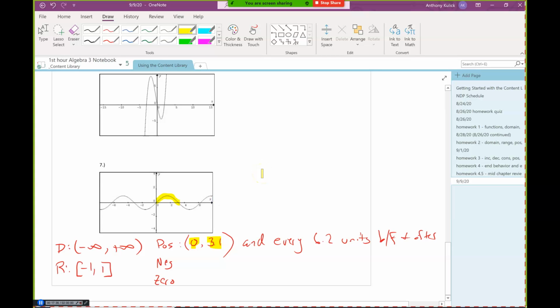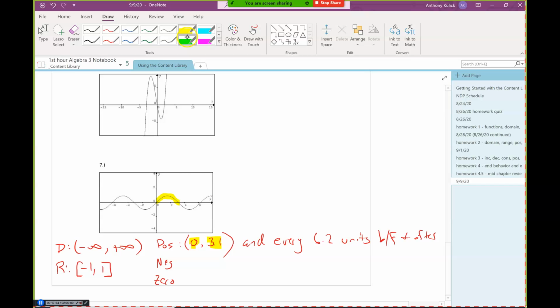Now there's a symbolic way to describe this, but I'm not interested in you guys being able to do that right now, or really in this course. So we'll just do that with words. Is everybody okay there?